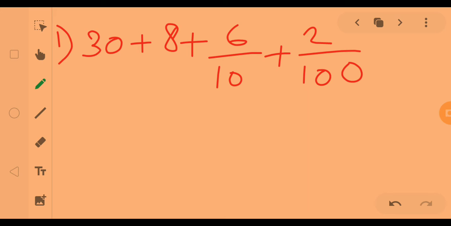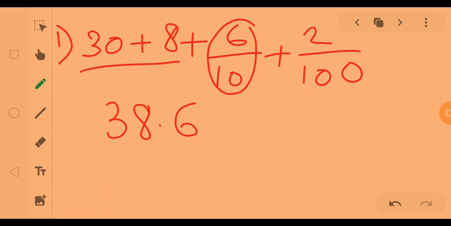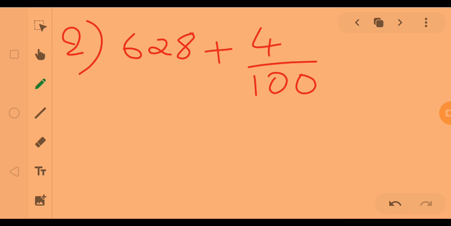Now next let us see how to write a decimal number from the expanded form of numbers. So 30 plus 8 is on the whole number side. So 30 and 8 we add, so we have 38. Then 6 upon 10, 2 upon 100. We have to insert a decimal point because those are on the decimal side. So there are 6 tenths, so we give 6 after the decimal point. Then tenths place, after that hundredths place. So there are 2 hundredths. So the number is 38.62.